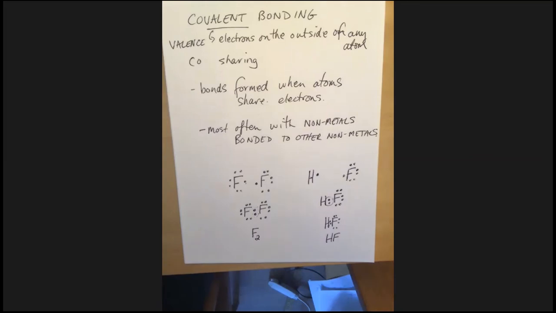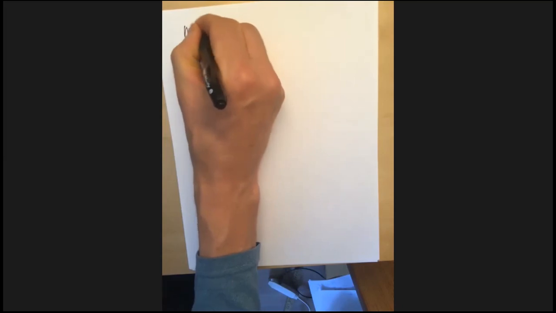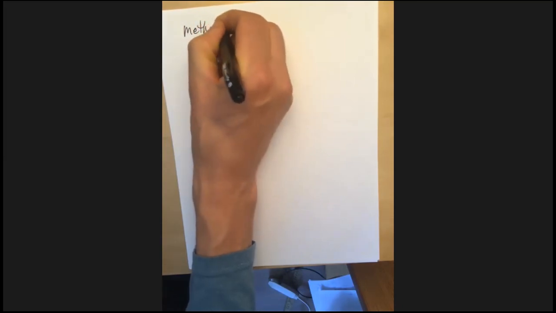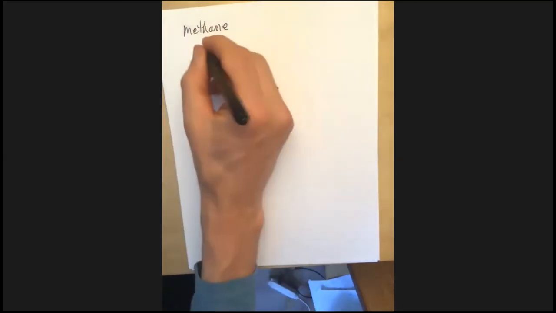Shall we do one that's a hair more complex? Yeah. So let's do methane. And maybe we don't really know what the formula for methane is. We just know that it's carbon and hydrogen. Okay. Maybe you do, maybe you don't know.